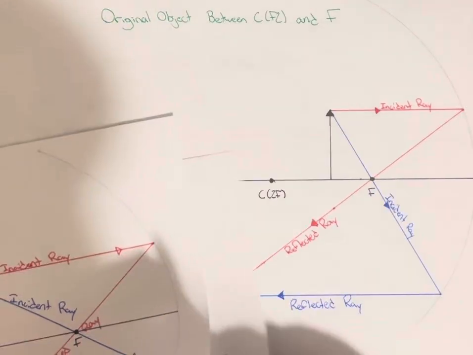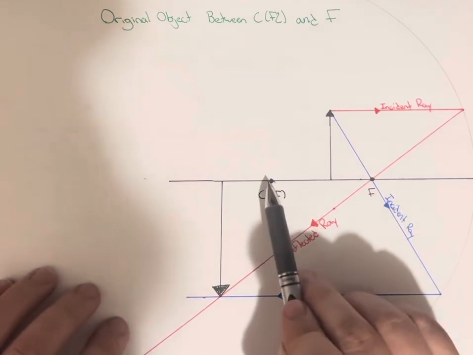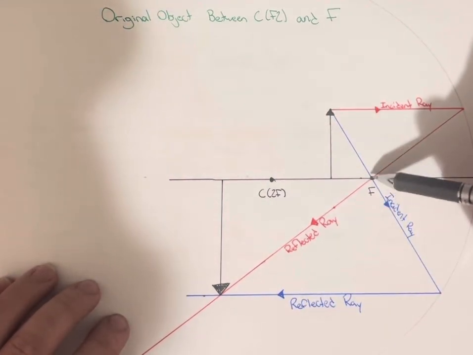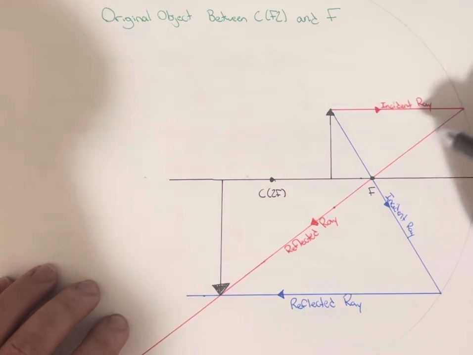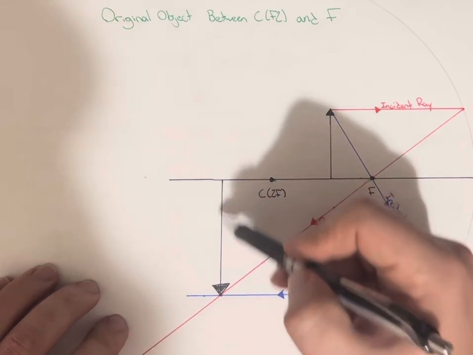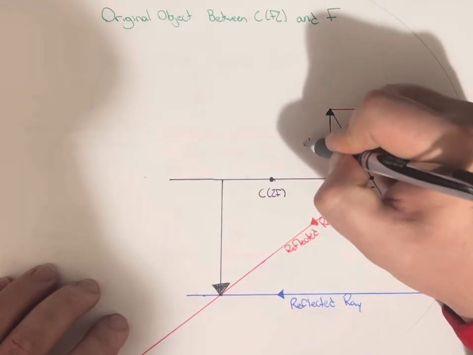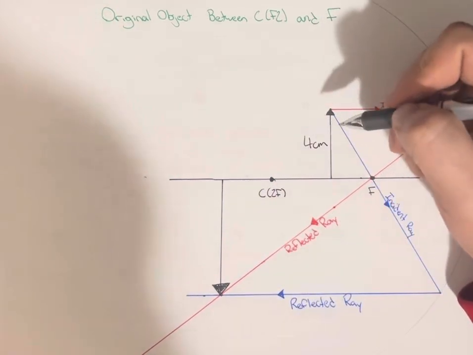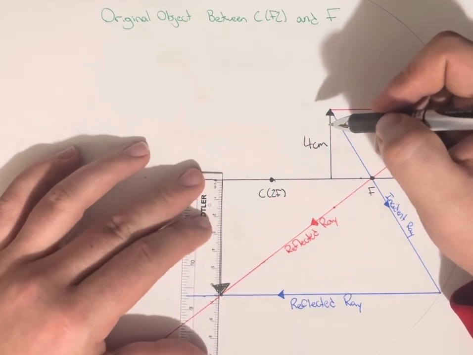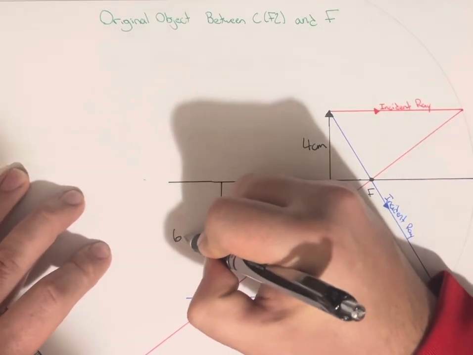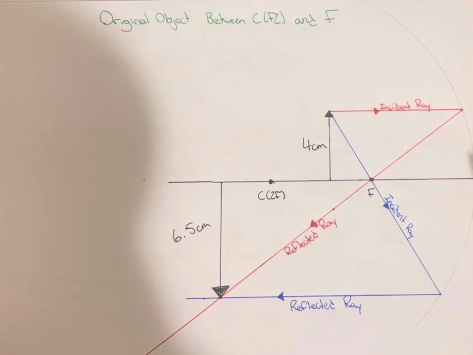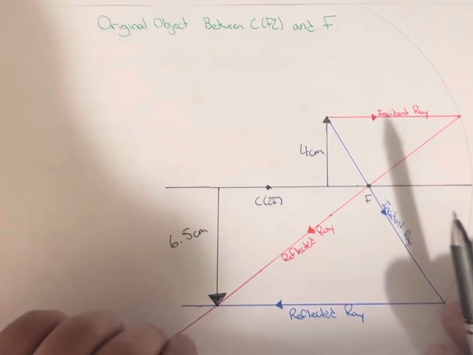Finally, I'm going to give you one more scenario where the original object is going to be located in between the center of curvature and the focal point. Again, following the exact same process, we are going to see that those two rays are going to intersect here. Now, my original image is going to be 4 centimeters again. If I do go and measure my reflected image, I'm going to see that it is approximately 6.5 centimeters. Okay, so we start to see some patterns that we can follow here, and we'll see those in this next section.